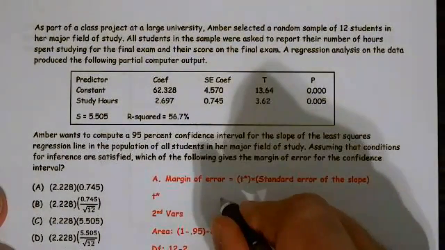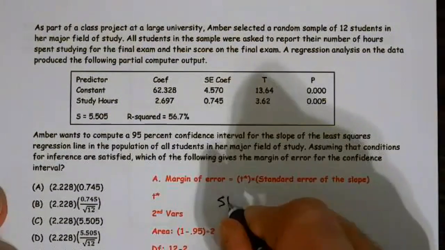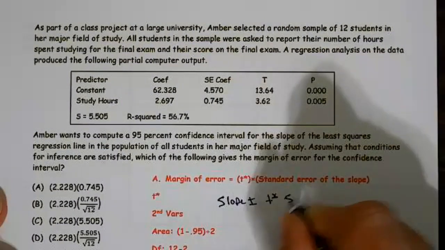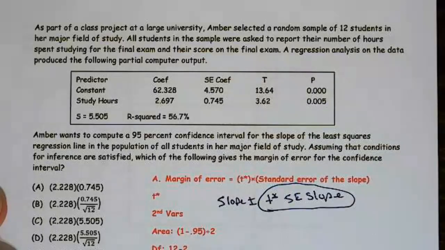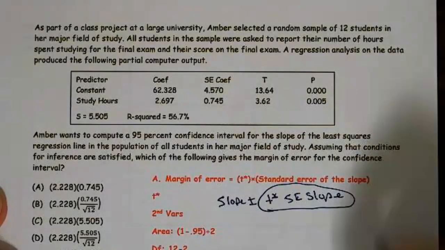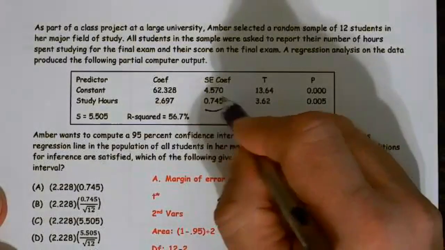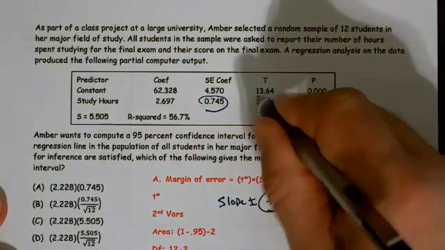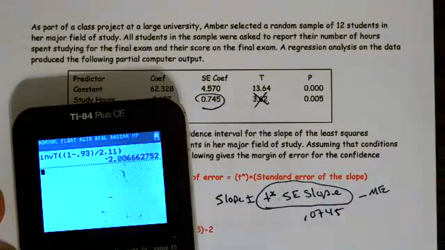Well, please remember, let's work with the formula for the confidence interval for slope: slope plus or minus t star SE of slope. That right there is my margin of error. SE of the slope comes from right here, and that's 0.0745. I need t star. That's not given, so I'm going to have to calculate it.